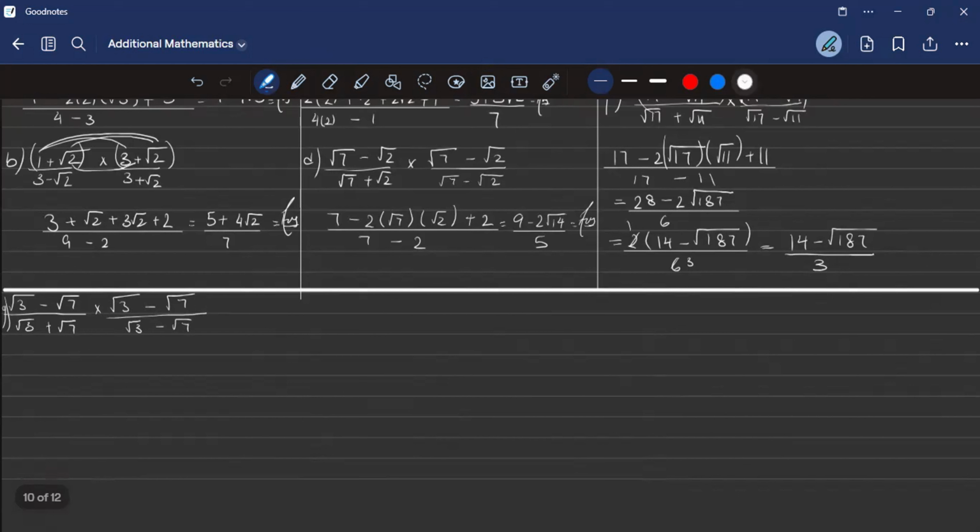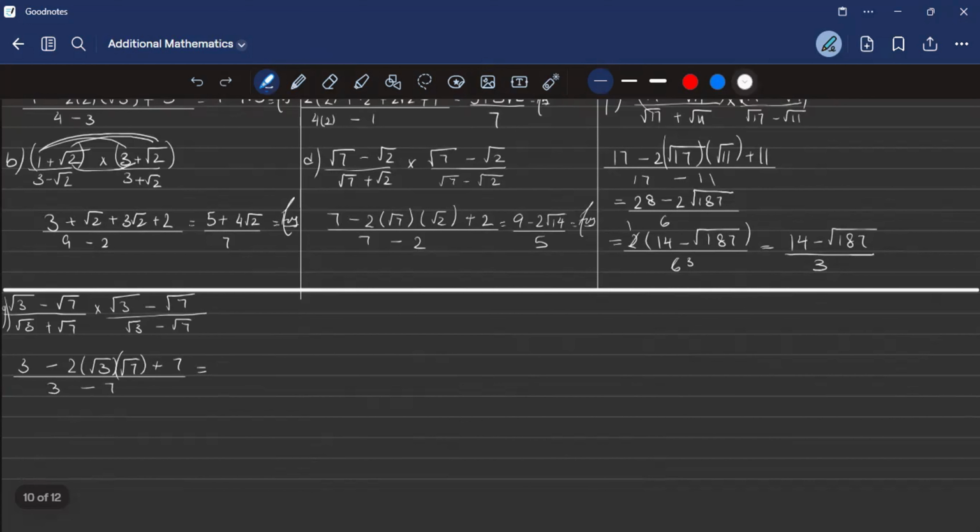So again, two quadratic identities. (a − b) whole squared is a squared, or √3 squared is 3, minus 2 multiplied by √3 multiplied by √7, plus b squared, which is √7 squared, and that's 7, divided by a squared, 3, minus b squared, √7 squared is 7. This is 3 minus 7.